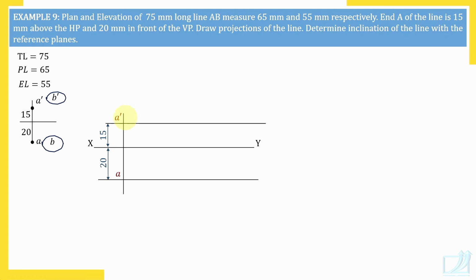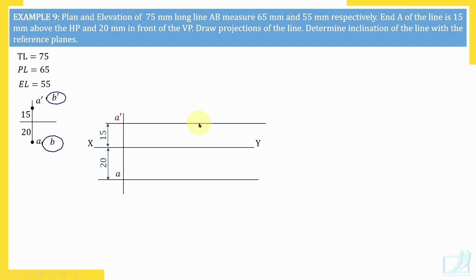A dash B dash has length EL, that is given, but its angle is not given, and that is why we don't know at what angle that A dash B dash is. So we cannot draw A dash B dash. A dash B1 dash has true length, that is given, but A dash B1 dash has angle theta, and that is also not given. So we cannot draw A dash B1 dash.